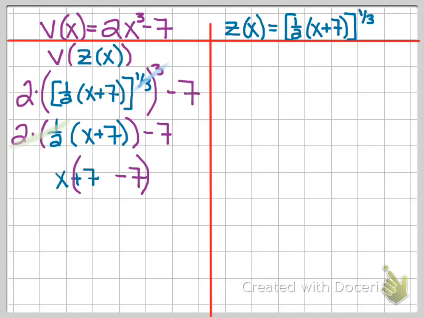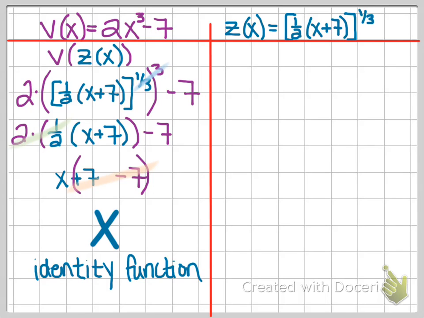By using the associative property, I can see that increasing by 7 and then taking away 7 actually create 7 zero pairs, resulting in x, which is the identity function. So z of x composed within v of x actually created the identity function. But we're not done. We have to prove it on the other side.